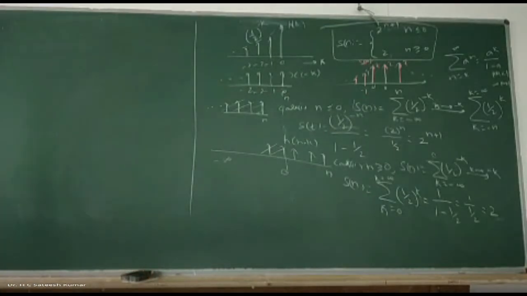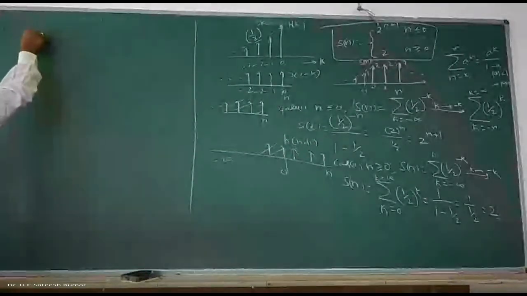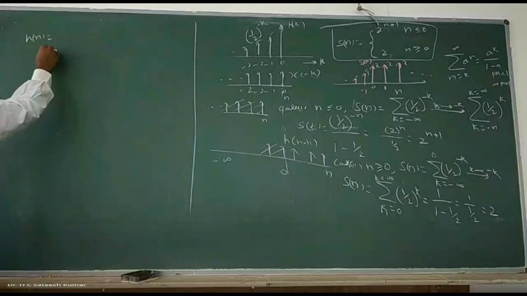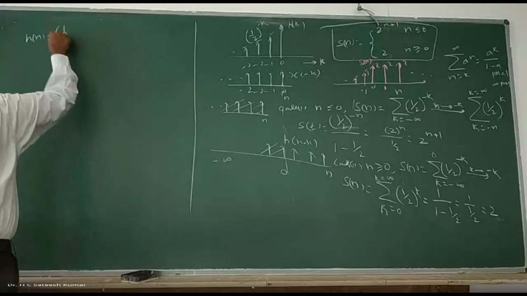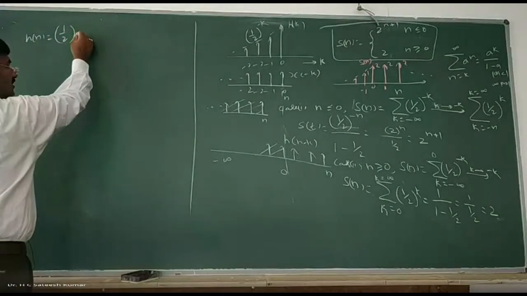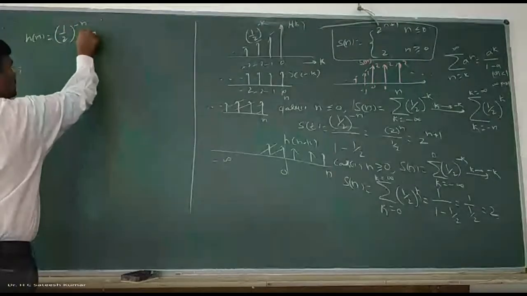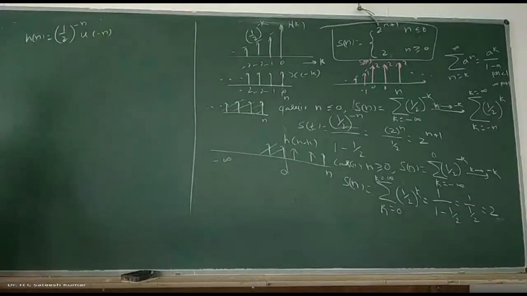So what is it that we have? Stability. h[n] is equal to what? Half to the power of minus n into u[-n]. Okay. Stability, how will you check it?